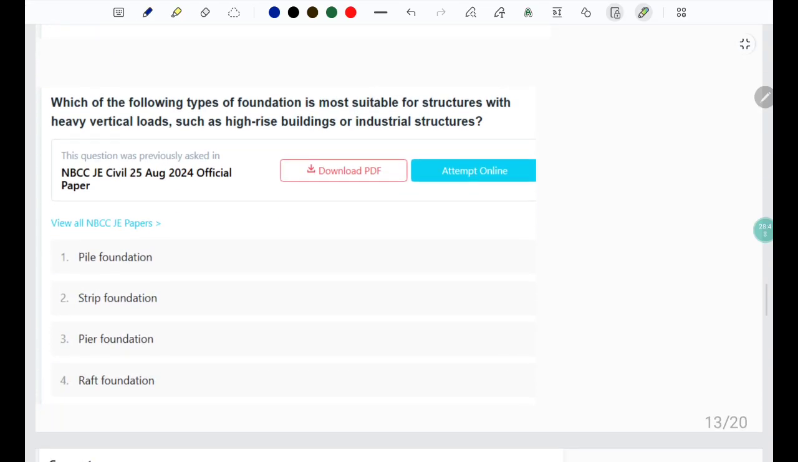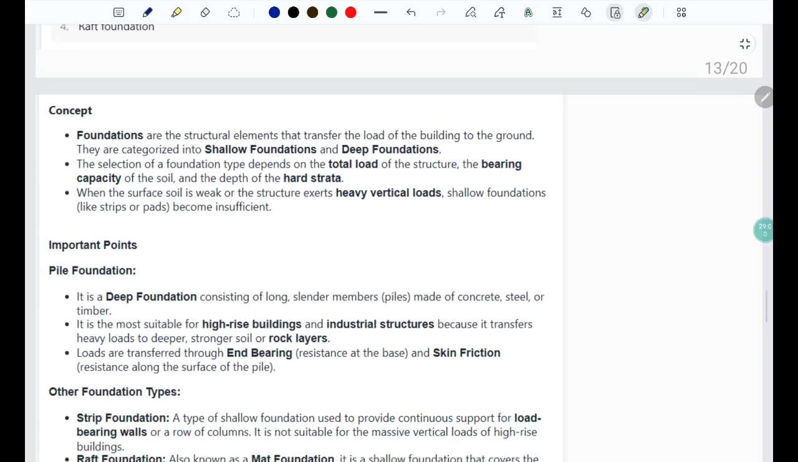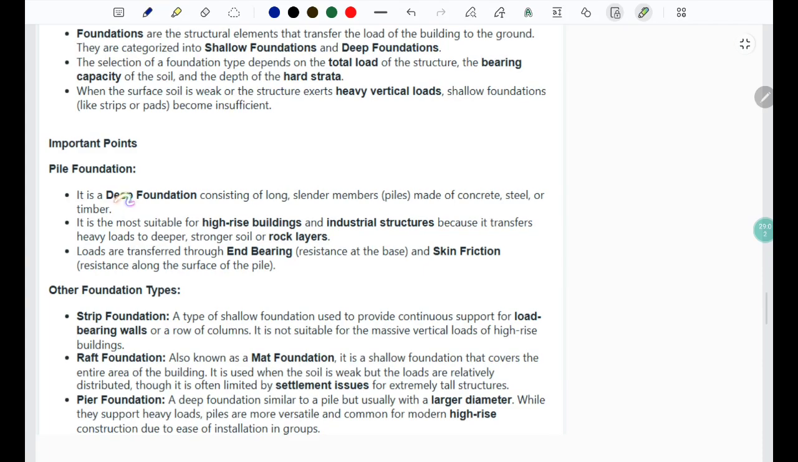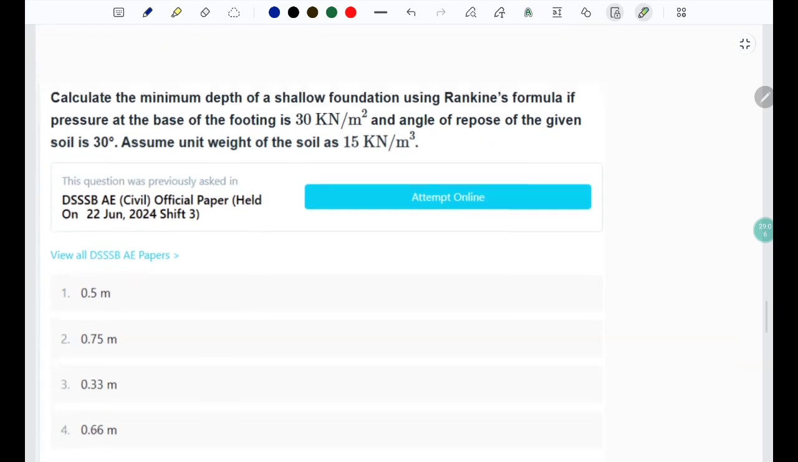Which of the following types of foundation is most suitable for structures with heavy vertical loads such as high-rise buildings and industrial structures? Of course, we'll go with pile foundation in this case. So it is a deep foundation. It is most suitable for high-rise buildings and industrial structures.